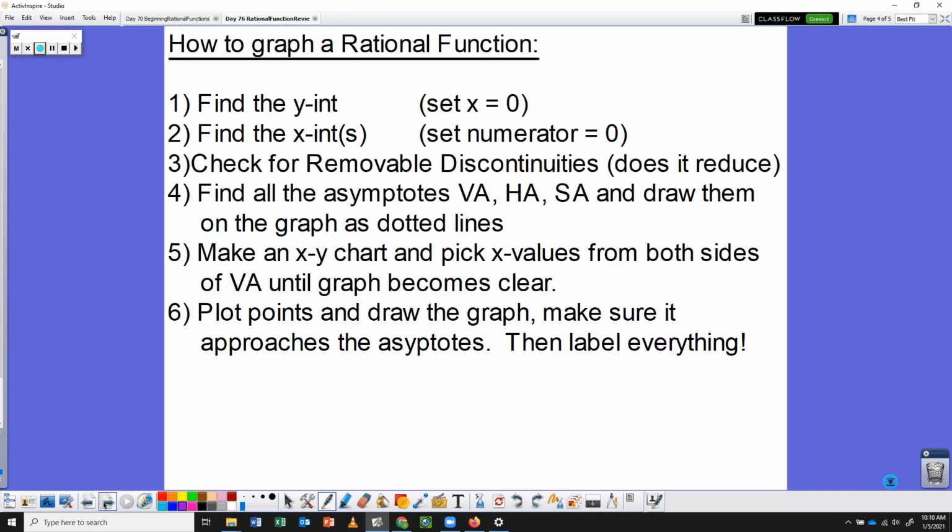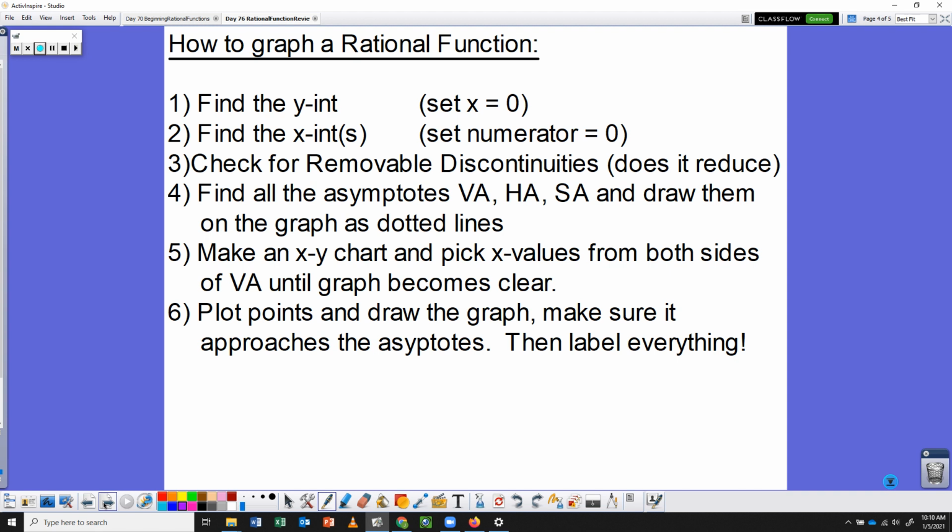You basically want to factor the top and bottom to see if there's any cancellation. If there is cancellation, any place where it cancels, those are going to be your removable discontinuities. If there isn't cancellation, you would just say none for that. The next step would be to find all the asymptotes, the vertical, the horizontal, and the slant asymptotes as we previously described. If there are those kinds of asymptotes, you're going to want to draw those on your graphs as dotted lines. They're not actually part of the graph, but they're going to guide the way that you make the graph. And step number 5 is to make an x and y chart and pick x values from both sides of the vertical asymptotes until your graph becomes clear.